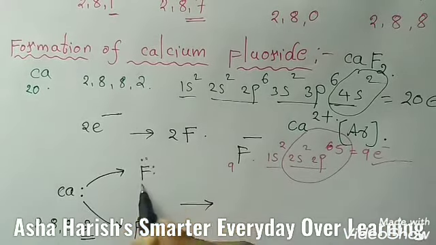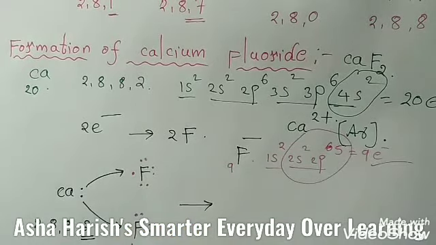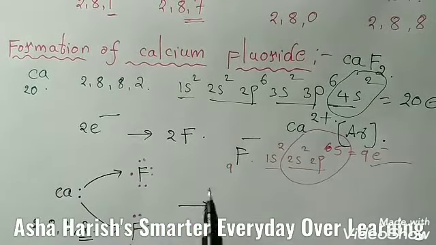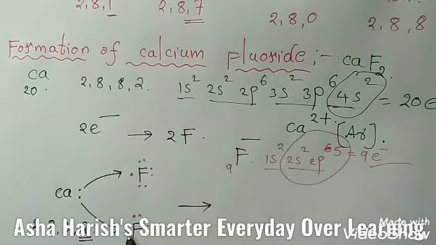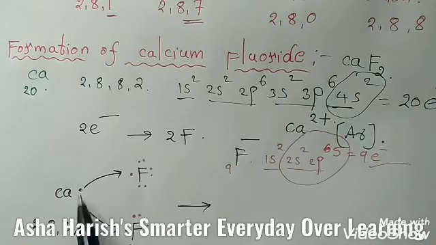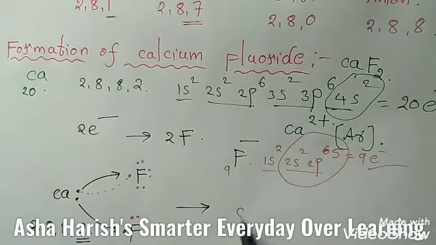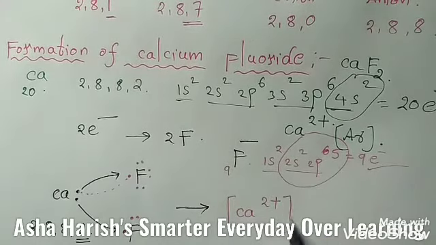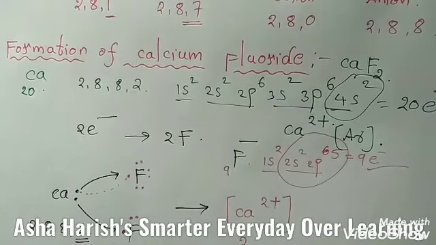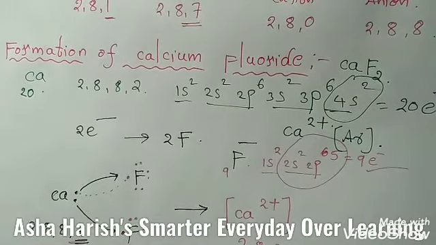1, 2, 3, 4, 5, 6, 7 and 1, 2, 3, 4, 5, 6 and 7. Here this is a single electron and this is a single electron. Here also calcium has 2 electrons. There must be a bond formation between these 2 electrons and these 2 electrons. Here calcium 2 plus ion is formed with electronic configuration 2, 8, 8 by losing these 2 electrons.